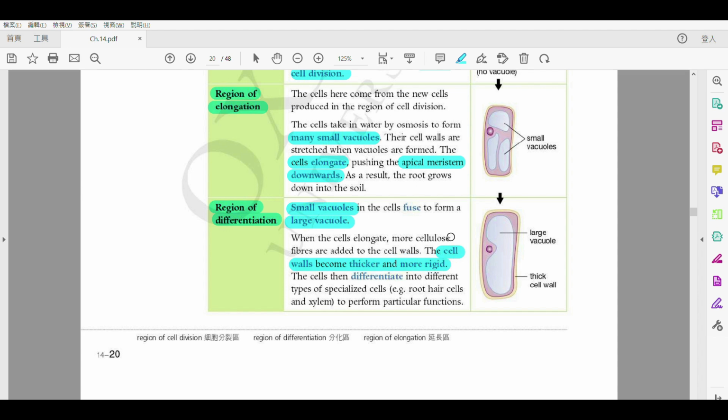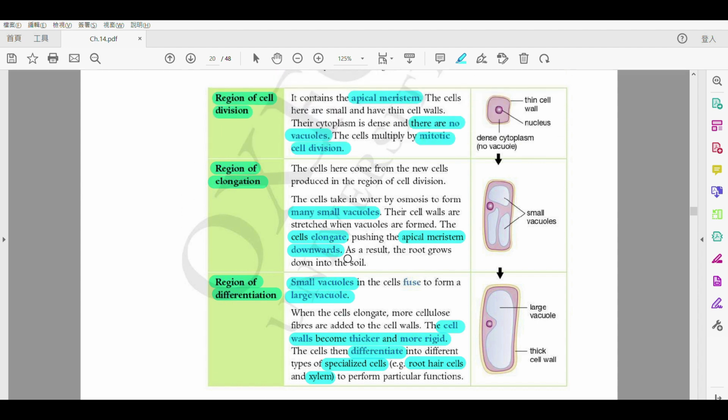And this time, since the vacuole is ready and the cell wall is ready, they're now ready to differentiate into different types of cells. Or we can also say they can now differentiate into different specialized cells. So what does it mean by specialized? That means they can perform special functions. So for example, like the root hair cells, like the xylem, okay? Like the phloem, they're all performing different functions, and they are all made up of different cells. And where are they created? They are created in the region of differentiation.